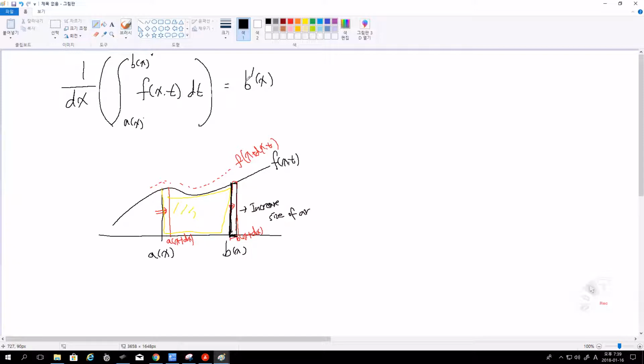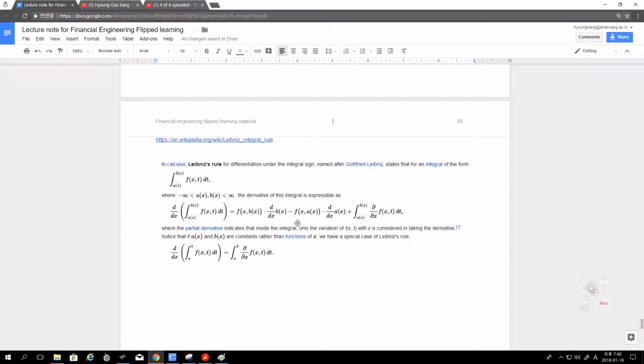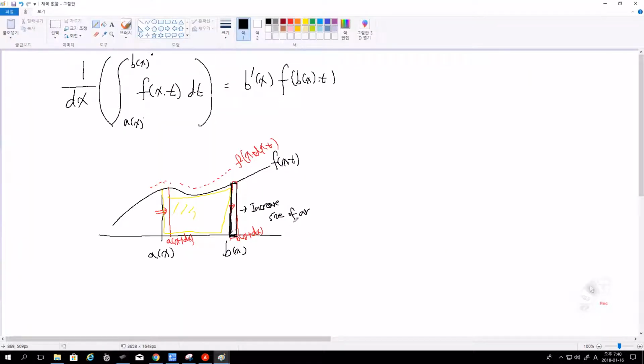And we need the plus because it increased size. And about height is this one, f(x, t), right? So that's why we have this first part. And the second part, now when x increases, this area decreases in size. How much? The height is f(a(x), t), and this is the change of x. So it decreases the size by Δx, and the height is f(a(x), t).